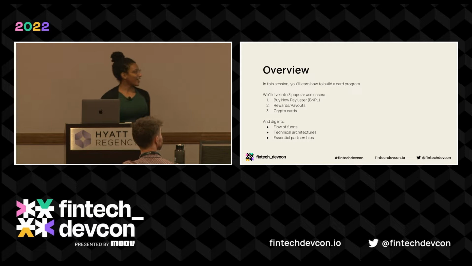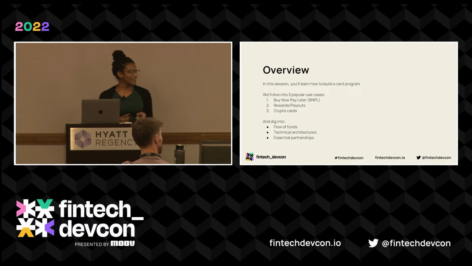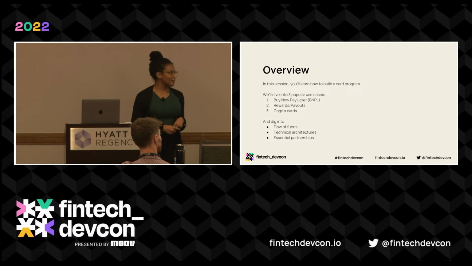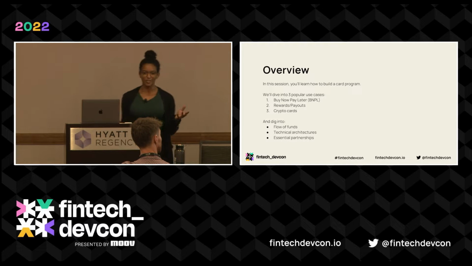So a quick overview of what we're going to go through in the session. We're going to dive into 3 use cases that are really popular that we see the most. So one is buy now, pay later. The second one is going to be rewards and payouts. And then the third one is going to be crypto cards. We'll talk about the funds flow for each of these, some technical architecture things, as well as essential partnerships that you may need in your fintech stack.